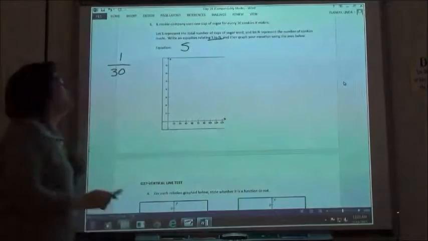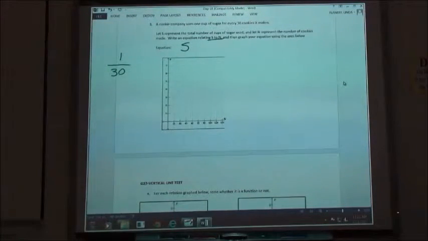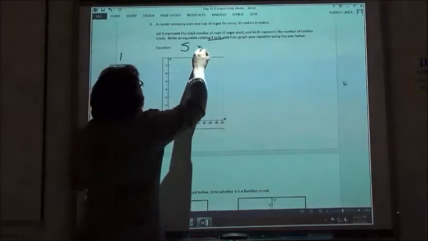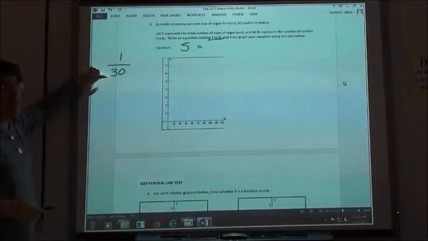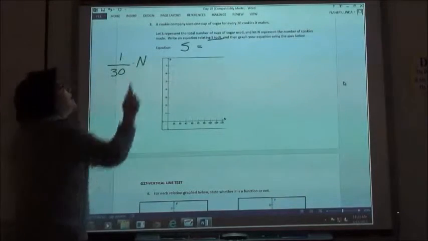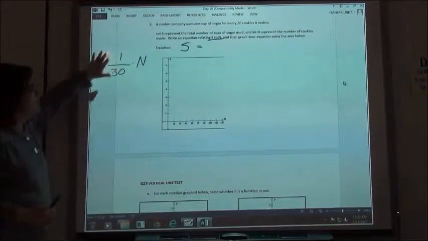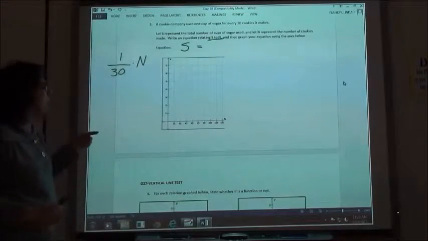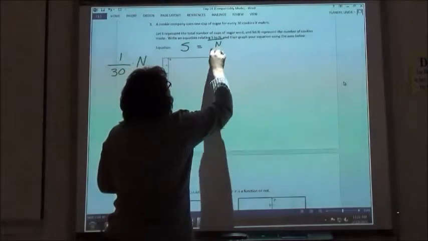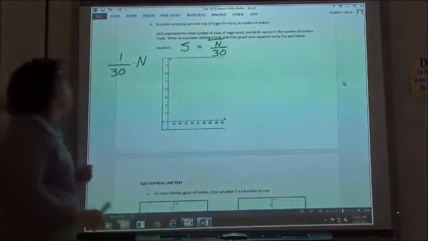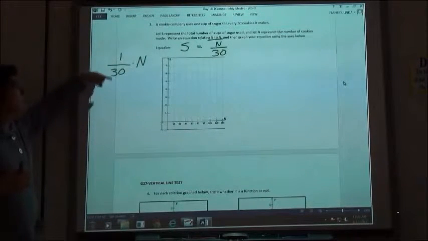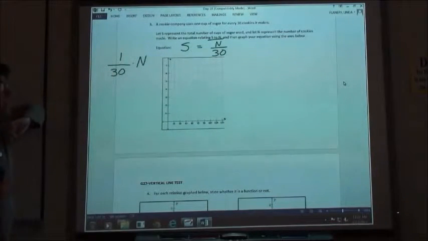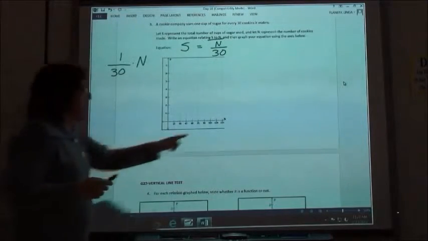How much sugar am I going to use if I have so many cookies? Well, here's the key part. 1 cup of sugar for every 30 cookies, I'm going to make N cookies. If I multiply this together, I'm going to get 1N or N over 30. So when it uses a phrase like 1 for every, it tells me I'm going to end up dividing 1 out of every 30.